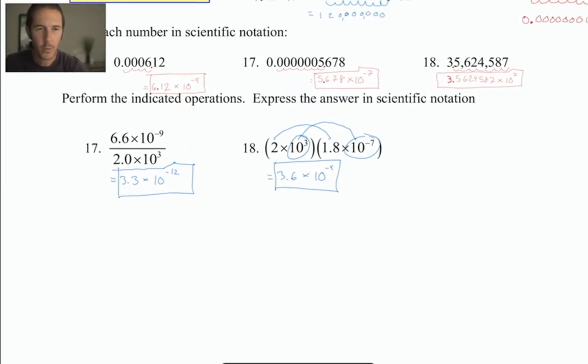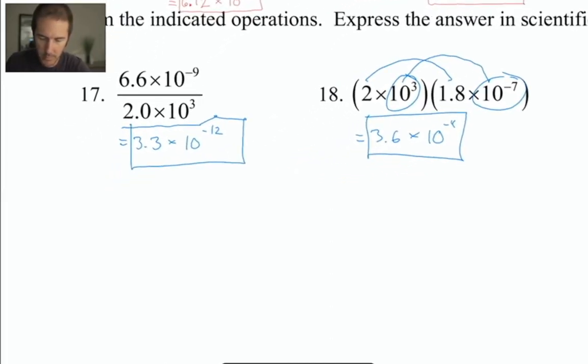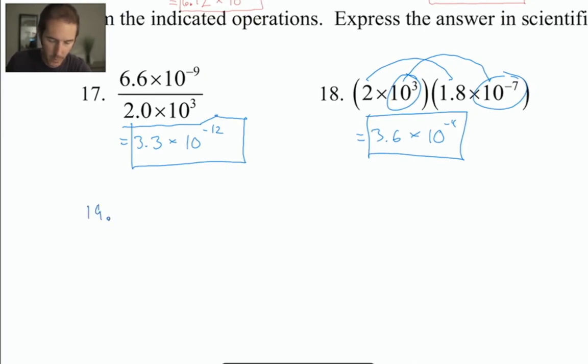So I need to make up one more problem for you. What about, let's call it number 19. And I'd like to do one more division problem. This time let's do 3 times 10 to the 7 over, let's do 8 times 10 to the negative second power. All right, how am I supposed to deal with this?